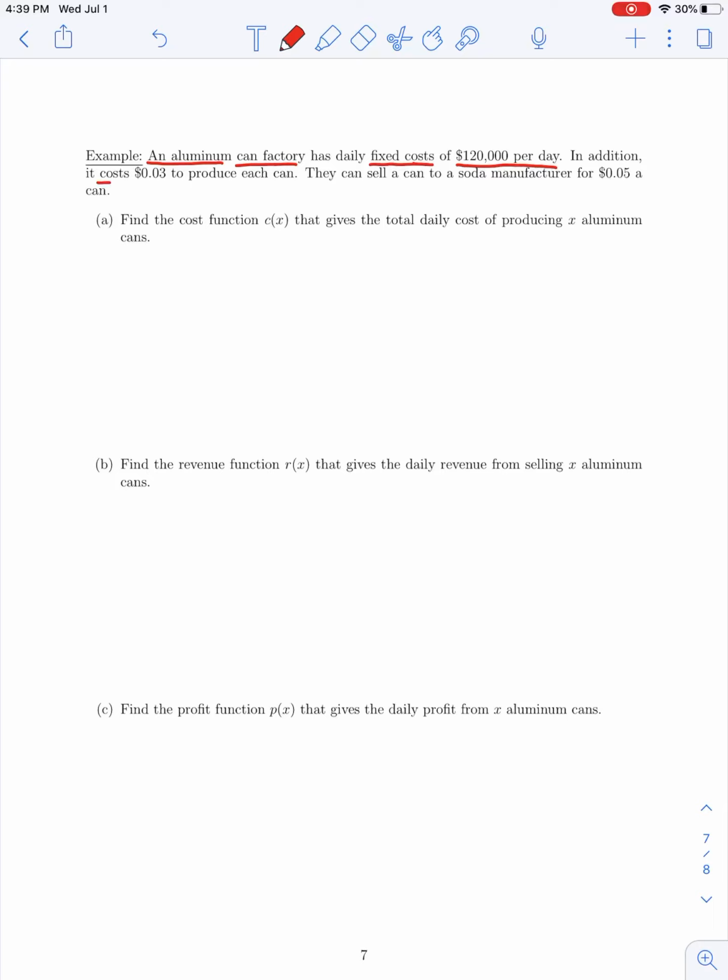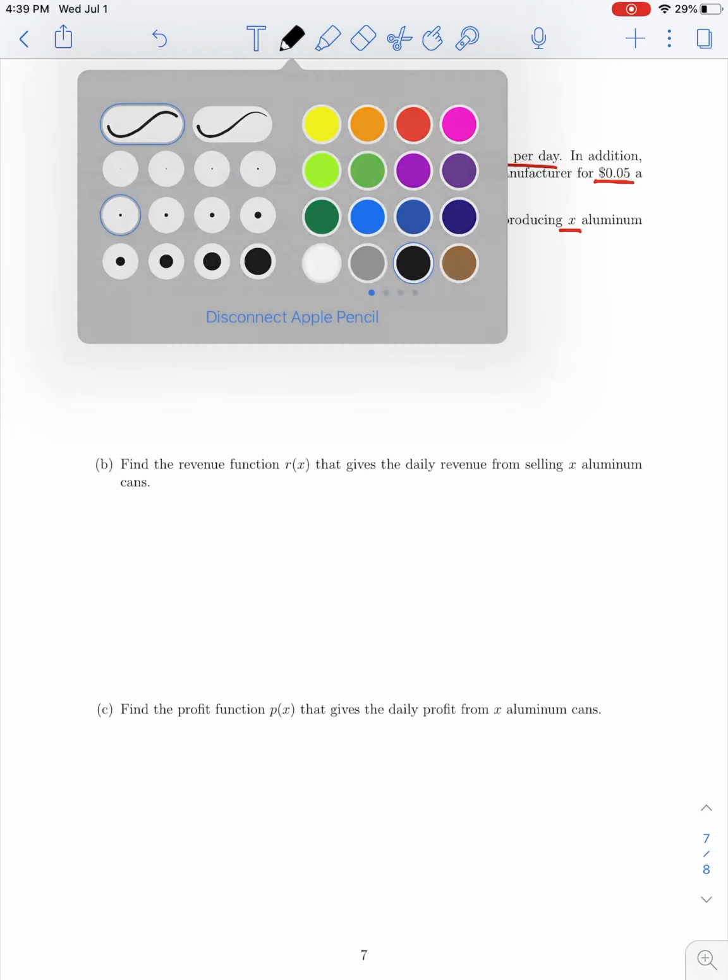Now, additionally, we're told it costs $0.03 or 3 cents to produce each can. Moreover, we're told that they sell a can to a soda manufacturer for $0.05 or 5 cents per can. So in part A, we are asked to find a cost function, C of x, that gives the total daily cost for producing x cans.